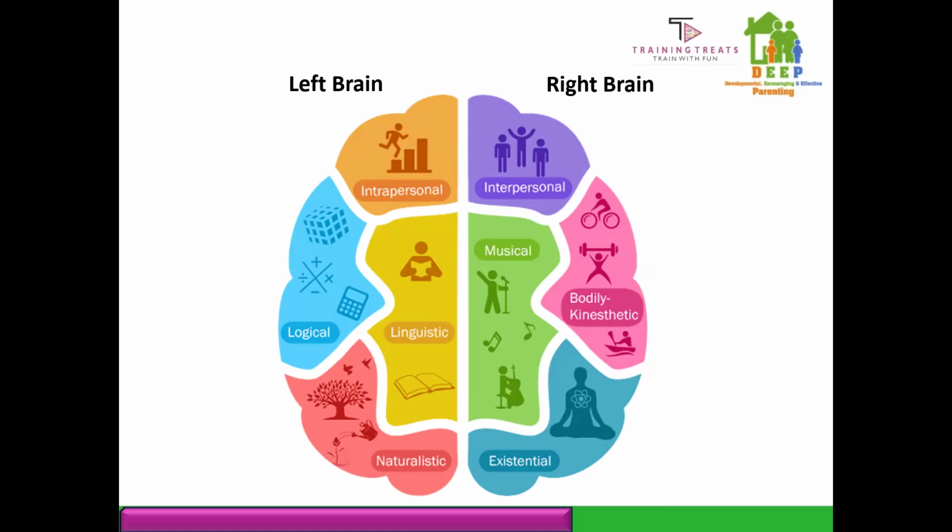If you can see, the right top corner handles the interpersonal intelligence part of it, and we'll talk about what that is. The middle part of it is musical. Then we have the bodily kinesthetic. Then we have existential. And then when you go to the left side, it is intrapersonal, logical, linguistic, naturalistic. So all these are lobes and centers where different functions are happening.